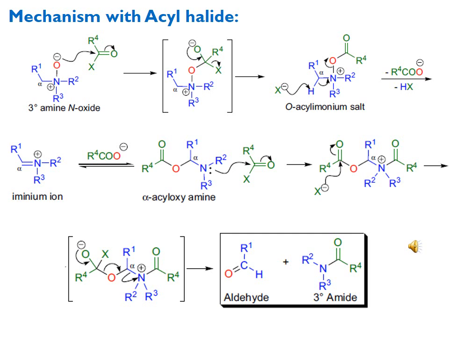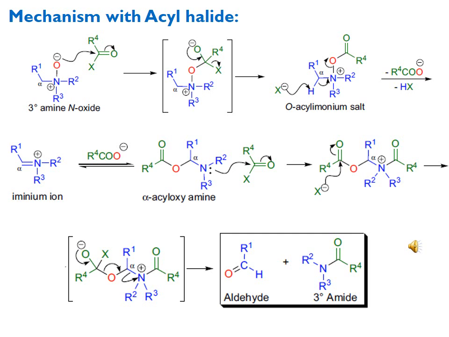Here is the difference from the last step: in the last step the halo group attacked the alpha carbon which is attached to the positively charged nitrogen, but here in this case the halo group attacks the carbonyl carbon of the acetyloxy or acyloxy group, and oxygen gets the negative charge which moves back.